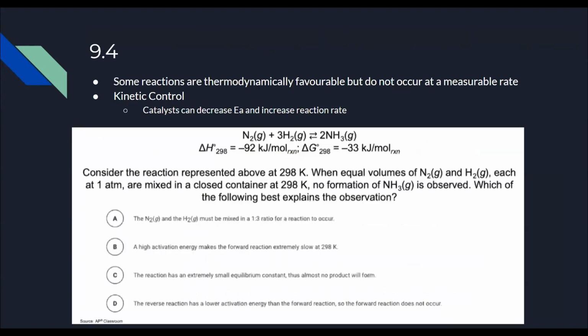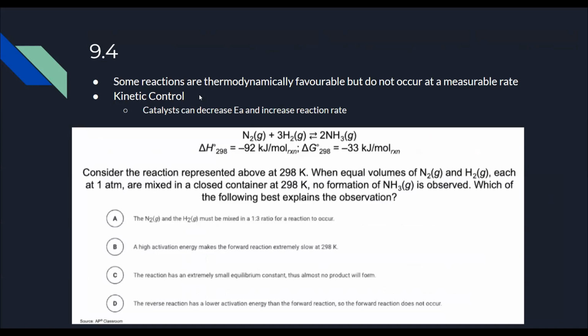9.4. Some reactions are thermodynamically favorable but do not occur at a measurable rate, and this is known as kinetic control. In kinetic control, catalysts can decrease activation energy and increase reaction rate, even if the reactions are thermodynamically favorable. So we have this problem over here.